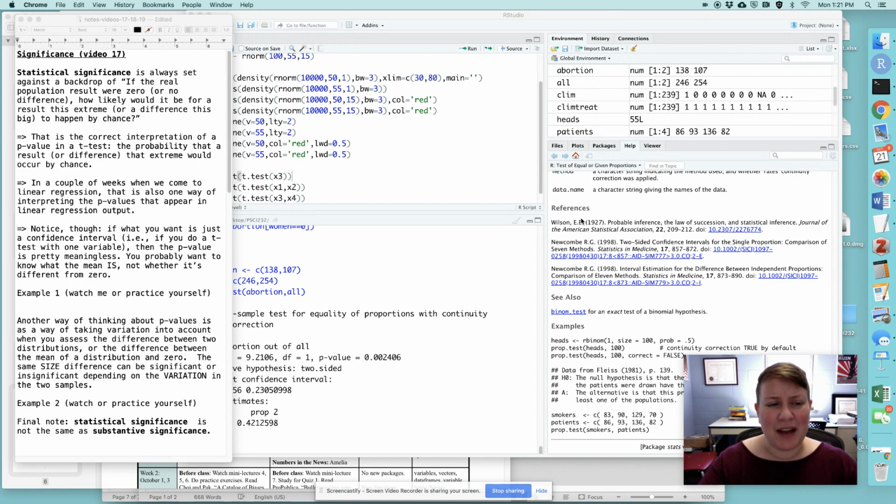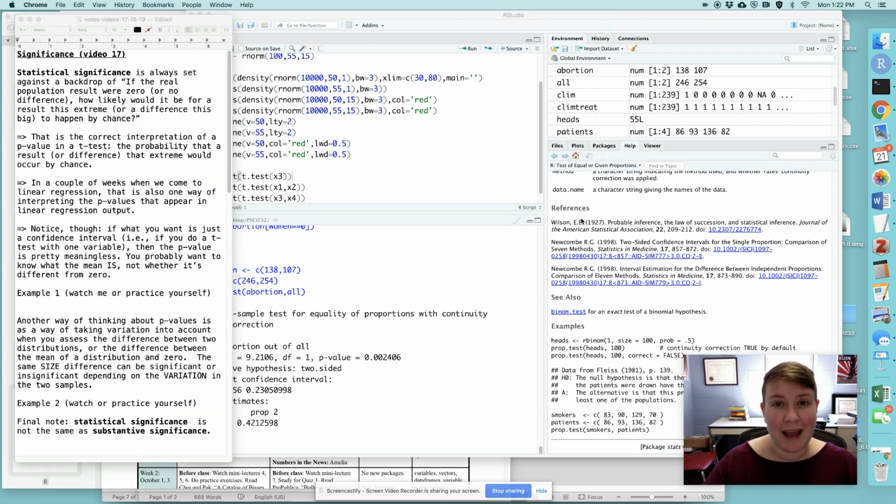But again, the backdrop is if the real population result were 0 or no difference, how likely would it be to draw a sample with a result this extreme by chance? And that likelihood, that probability, is the p-value. And in particular, it's the p-value that you get when you run a t-test or a linear regression. Again, that's the probability that a result or a difference this extreme would happen by chance, by selecting a random sample. In some sense, the p-value is kind of an inverse of a confidence interval.